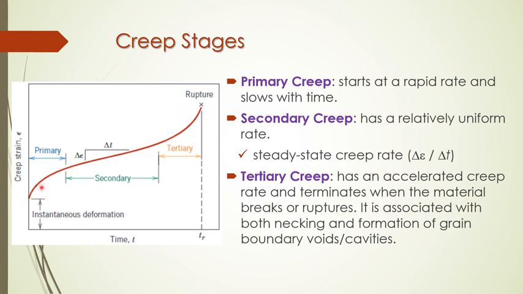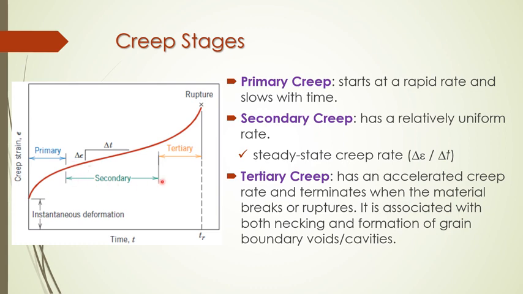The first is primary creep. This happens when we apply the load on the material. There is an instant or immediate deformation. This region is mostly elastic, where deformation is immediate or instantaneous when we apply the load.